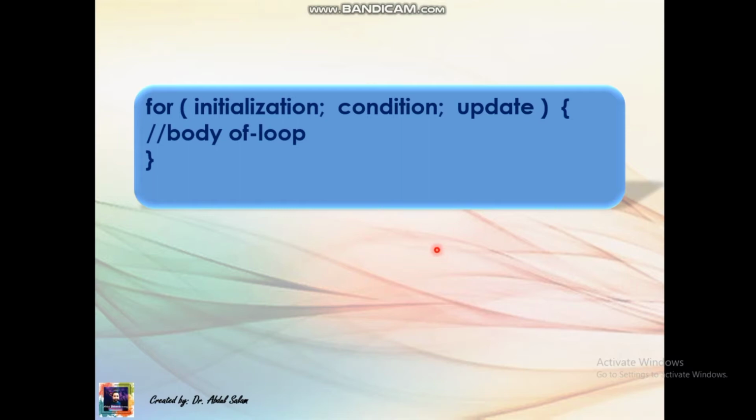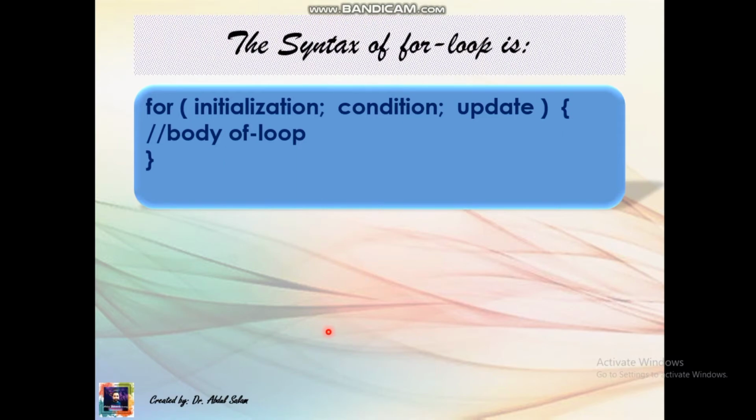So here is the syntax of the for loop. You can see the for keyword with initialization, in which you initialize a variable, then the condition, and the update. Update you can also call increment. Next you have curly brackets and the body of the loop. That is the syntax of the for loop.